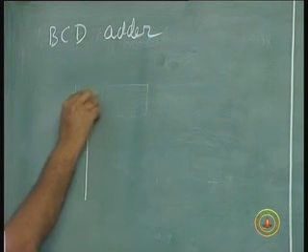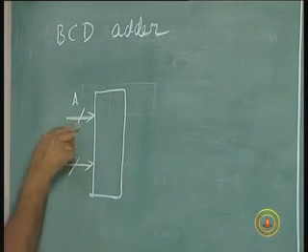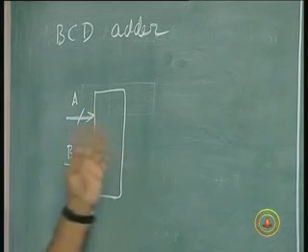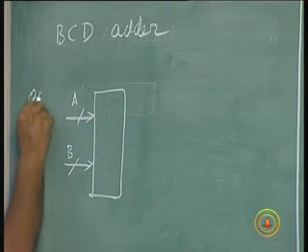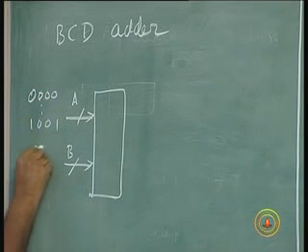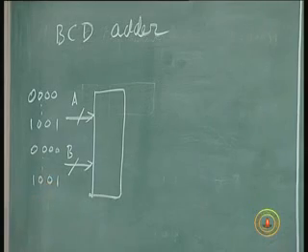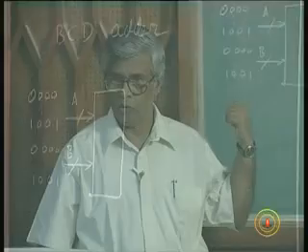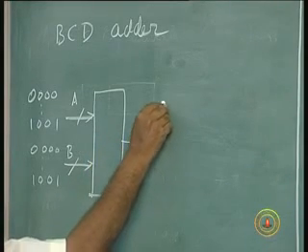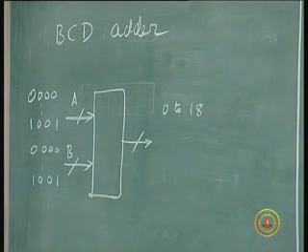Suppose I have two numbers, I will call them A and B. You know what I mean by this arrow with a slash: it means more than 1 bit, 4 bits let us say, 0 to 9. So the number can go from 0000 to 1001. Similarly, this can go from 0 to 9. I would like to have the result as 0 to 18. That's what I would like to have.